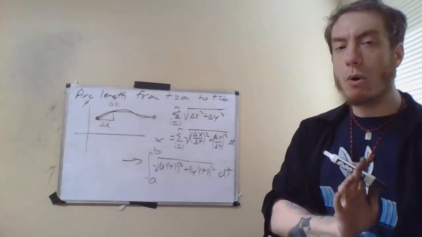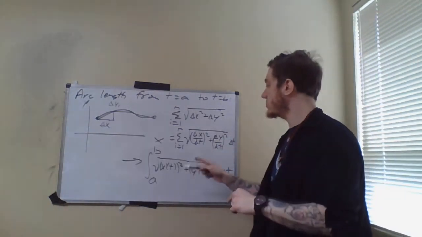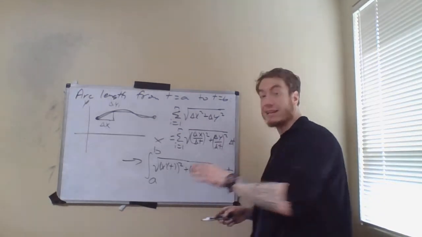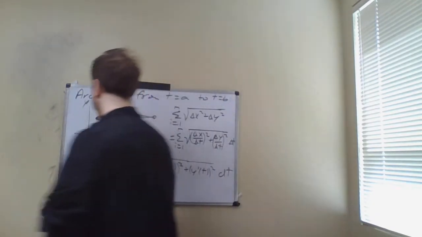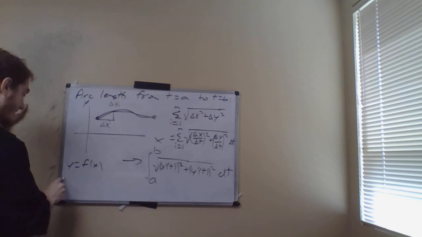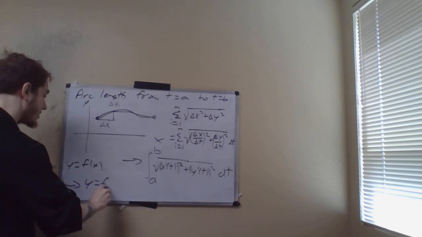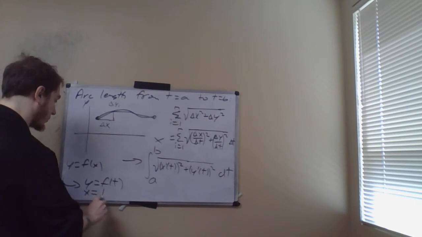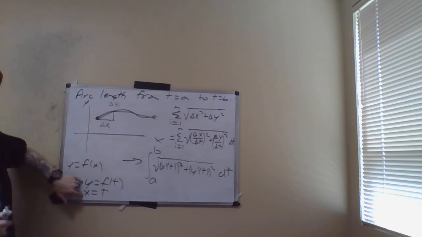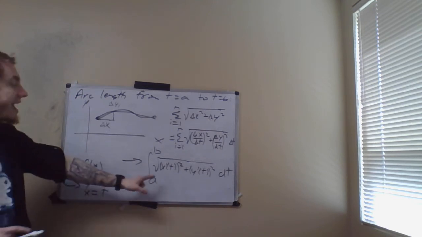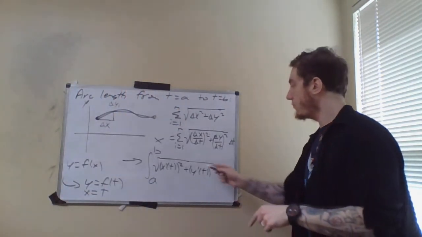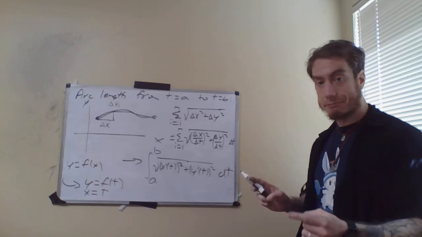We can recover what we had before in the special case where x is actually equal to t. If we have y equals f of x, you can always rewrite this as y equals f of t, x equals t. So you can rewrite this curve as a parametric system like this. And when you do that, x prime is just 1. So you recover the previous formula from this formula really easily.